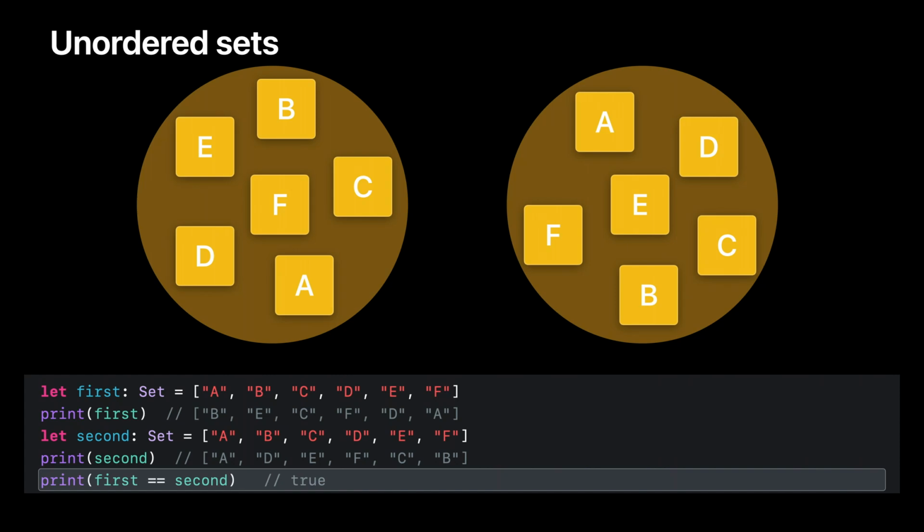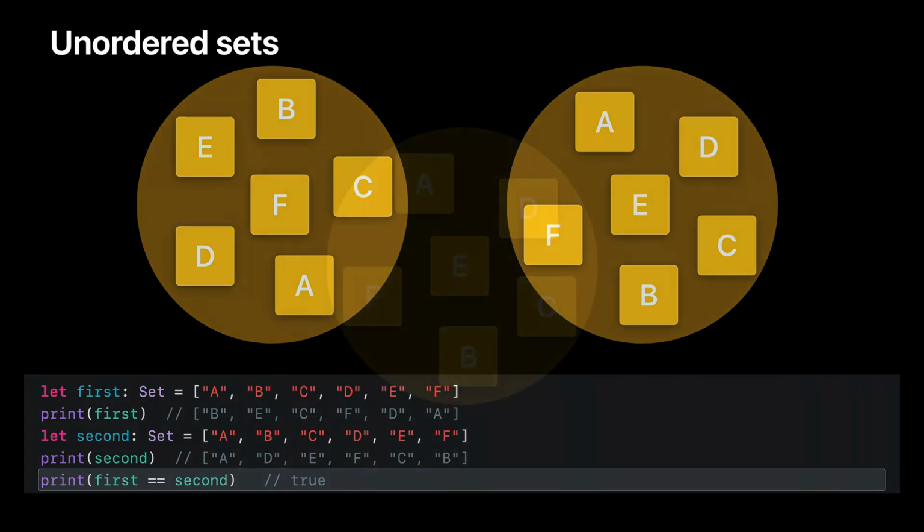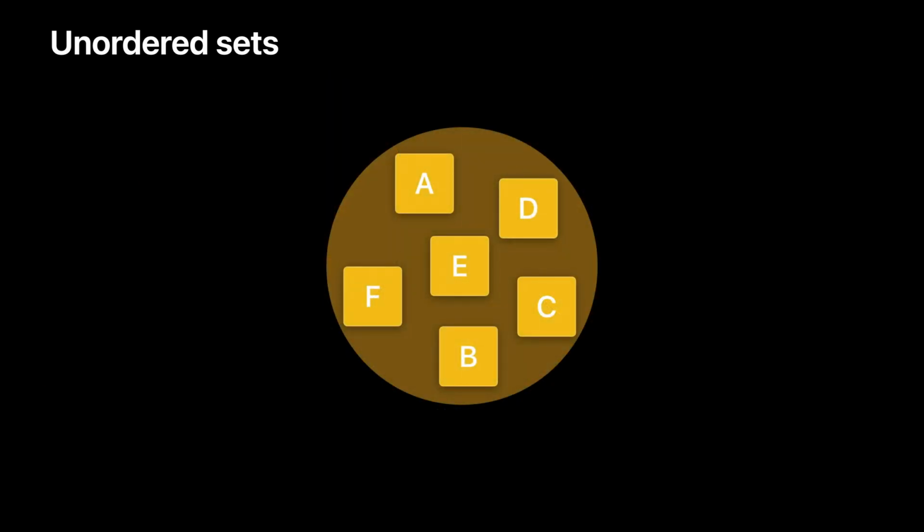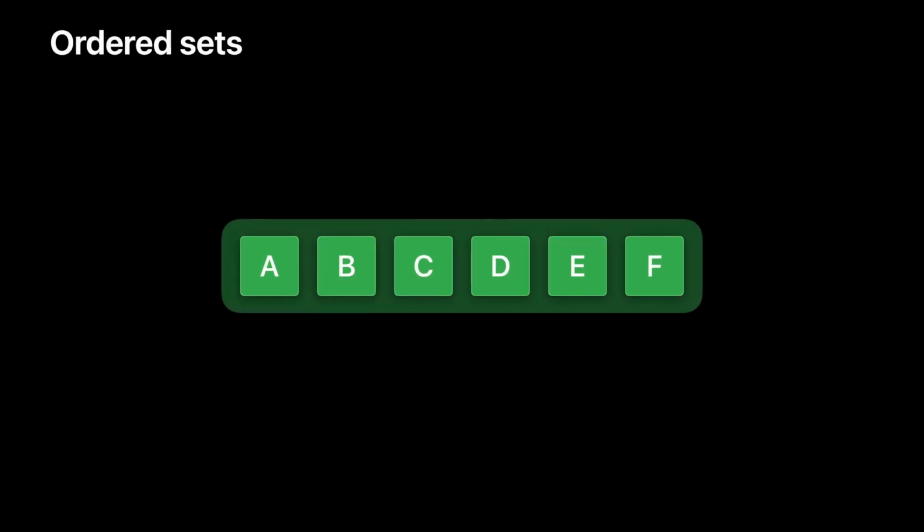Despite this, two sets containing the same elements are considered equal. The order is not significant. This is great when all we want is to guarantee uniqueness, but sometimes we also want to be in control of how the elements are ordered. For example, if we are writing a to-do list app, we may want to ensure that it lists each item only once, but we also need to keep them in the specific order set by the user. So that is what an ordered set does.